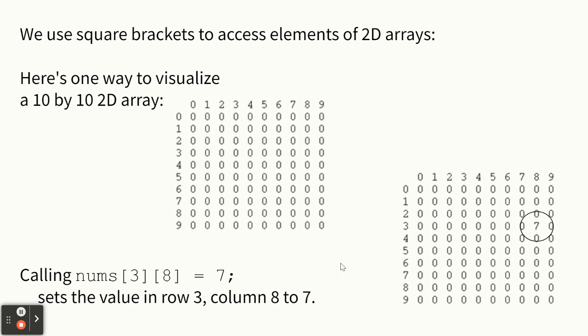We use square brackets to access elements of a 2D array. So here's one way to visualize a 10 by 10 array. The index values go from 0 to 9 for the columns and for the rows. And so if I called this call nums[3][8] = 7, that sets the value in row 3, column 8. So 0, 1, 2, 3, all the way over to column 8.